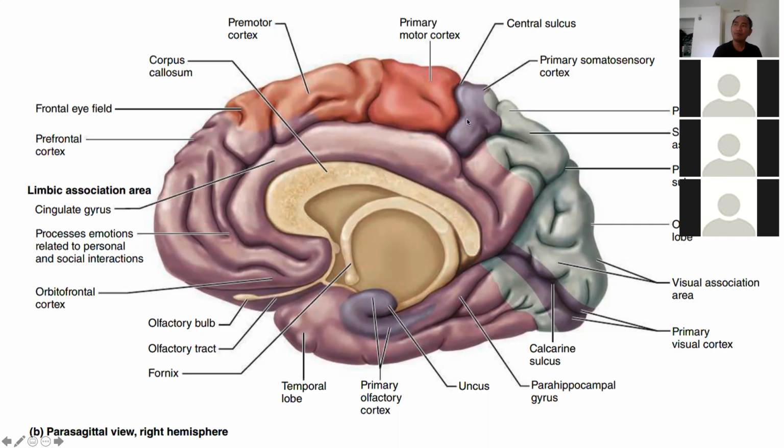Postcentral sulcus, gyrus. And this is the premotor cortex. This is very much a limbic association area, and the occipital lobe. So then the temporal lobe here.